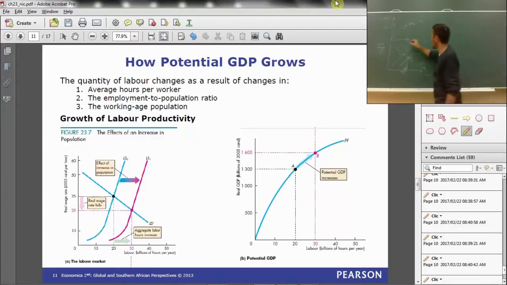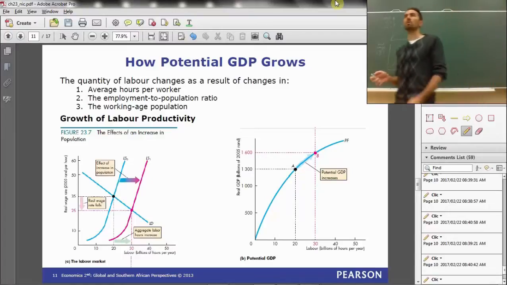So you see, when we shift our labor demand curve, not only do we have an increase in employment, we actually have an upward shift in our production function. In other words, we don't just have a movement along a production function, we actually have a shift in the production function and an increase in employment. Questions?